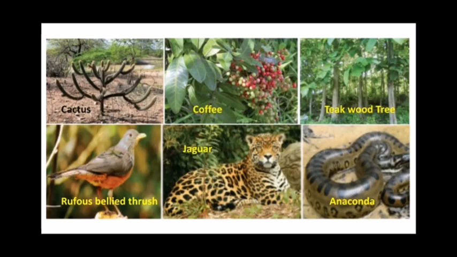So children, in front of you there are a few pictures of plants, animals and birds. This all belongs to Brazil. First we will begin with the vegetation of Brazil. In the first picture you can see cactus, then we have coffee, teak wood tree, rufous belly thrush, jaguar and anaconda. Basically children, this is all that we can find in Brazil, that is a mix of flora and fauna.